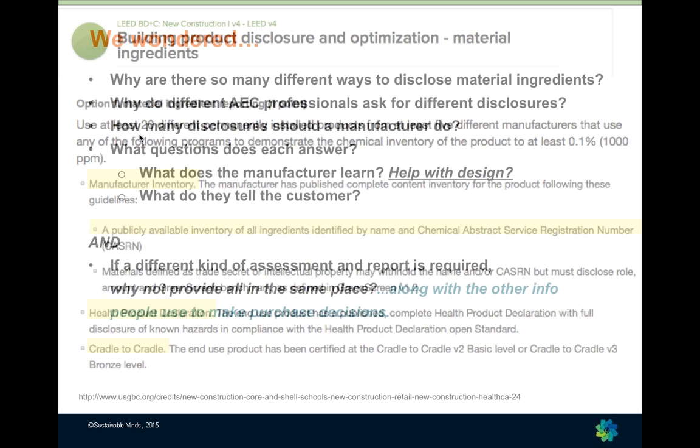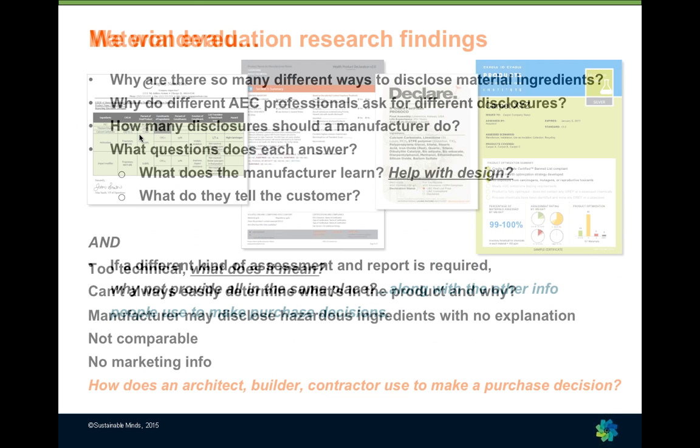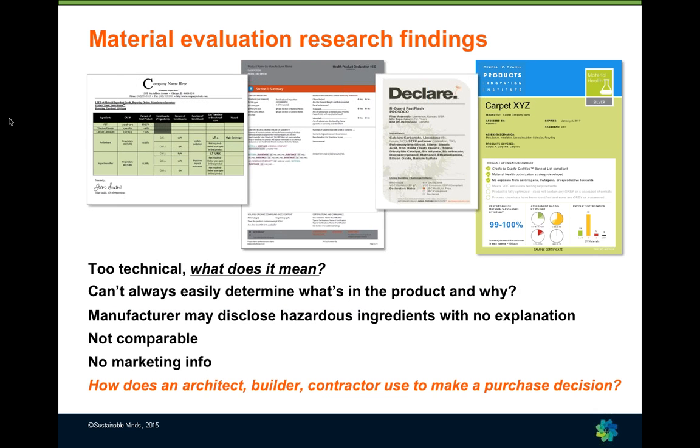So we were looking at this credit language, and the questions we came away with were, why are there so many different ways to disclose material ingredients? And why do different AEC professionals ask for different kinds of disclosures? And how many disclosure types should a manufacturer do? Is it the case that different disclosures answer different kinds of questions? Or does the manufacturer learn something different about how they can improve the material health of their products? Does it help them with the design of the products? Do they have information that's different enough that a manufacturer would want to be able to tell a customer? And if this different kind of assessment or report is required, then why not provide it all in the same place with all the other information delivered to a customer that gets used to make purchase decisions?